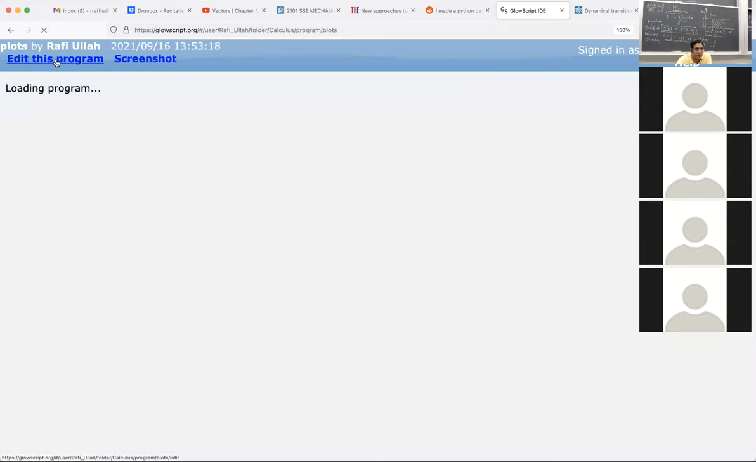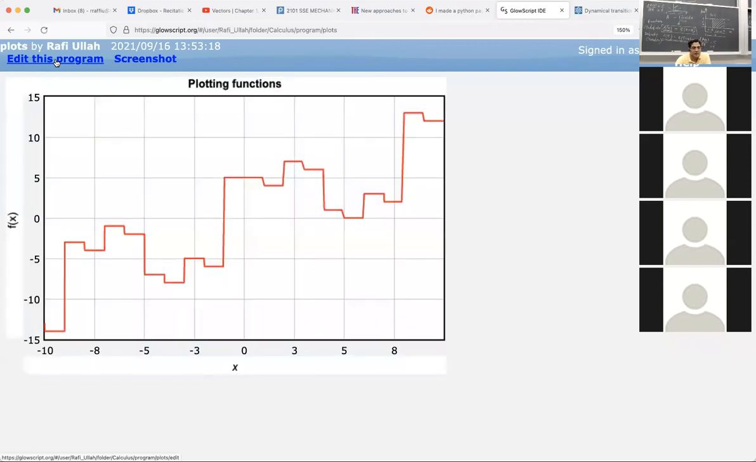So it seems some of you are already familiar with computer programming. All right. Yes. It still doesn't look very good.